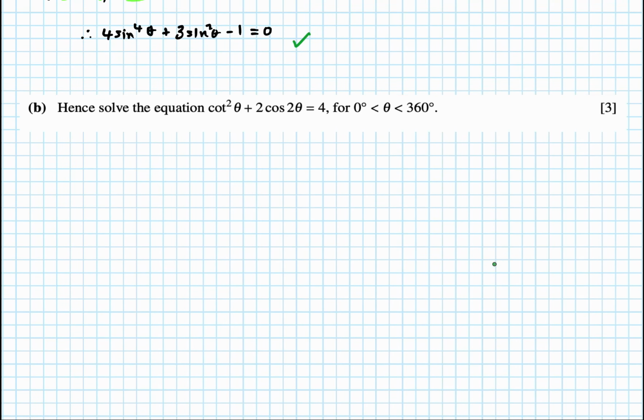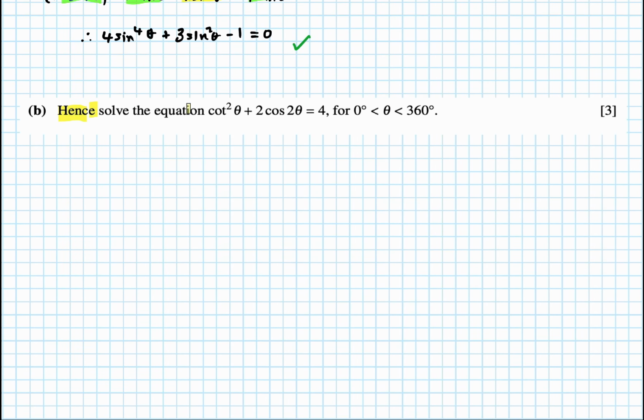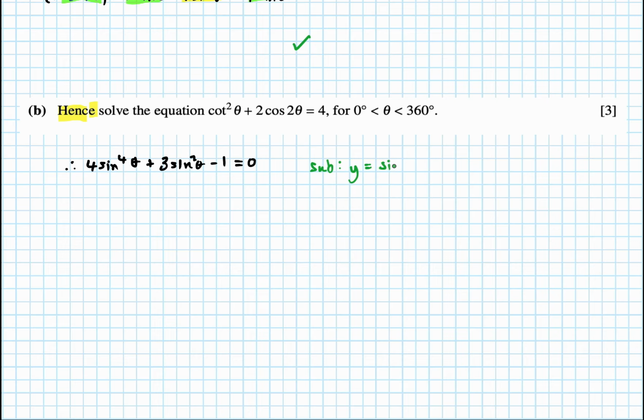In our next question, we have hence, which tells us that we'll be using something or our whole answer from the previous question. So let's just check it's the same. Yeah, same equation. So we're going to be solving for this. So when you see something like this, it's often disguised. You might have remembered a hidden quadratic was a question in grade 11. So we're substituting in, we'd say y, or any variable, is equal to sine squared theta. And from there, of course, we can write it then as 4y squared plus 3y minus 1.